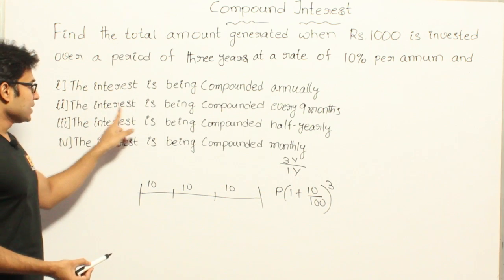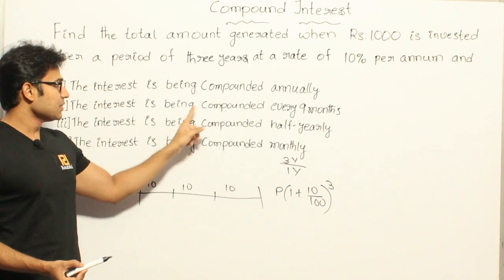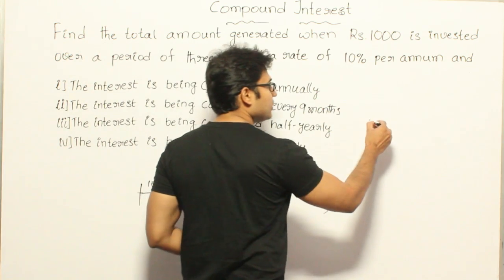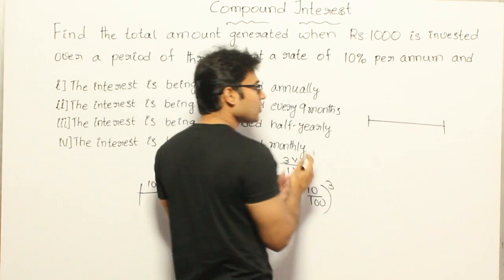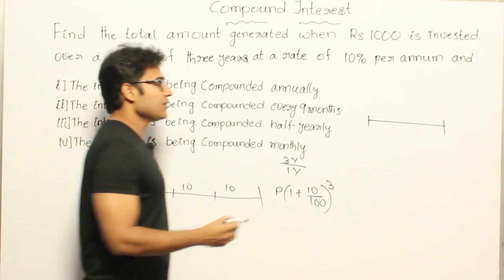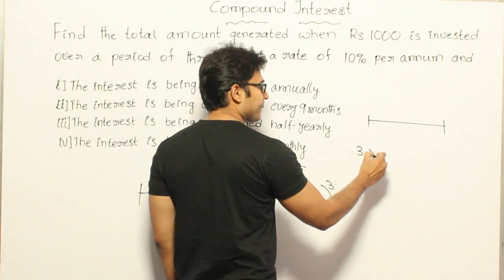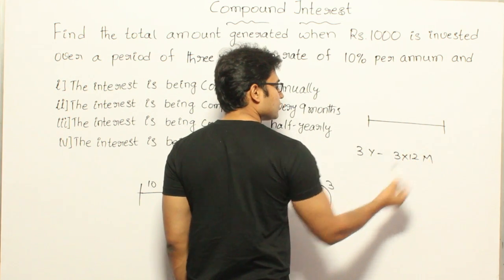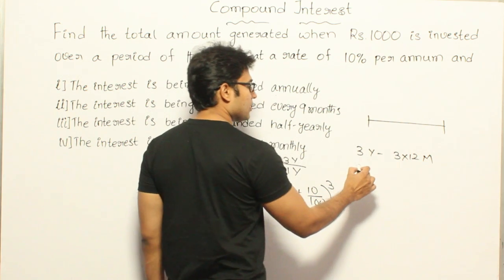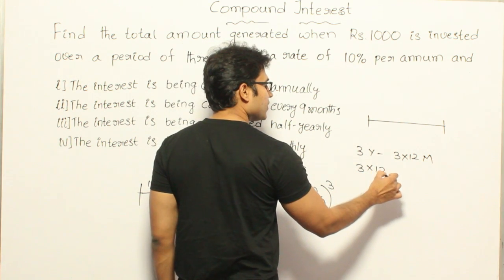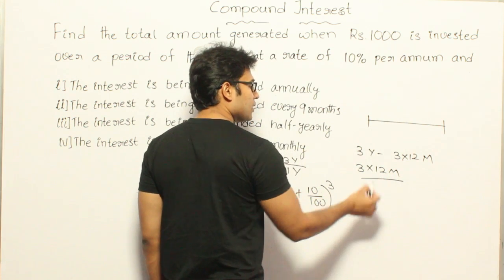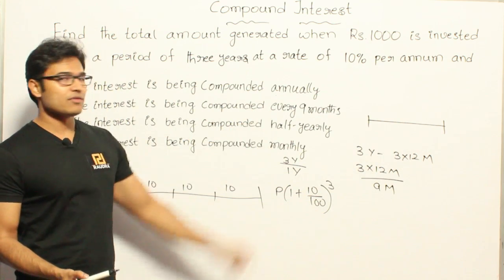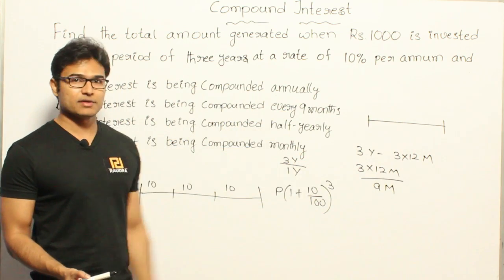Okay, and the next one is where the interest is being compounded every 9 months, right? Therefore you are supposed to divide this entire 3 years into slots of 9 months each, right? So in 3 years we have 3 into 12 months, right? Therefore 3 into 12 months is now divided into slots of 9 months each. Why? Because the interest is being compounded every 9 months, that is why.